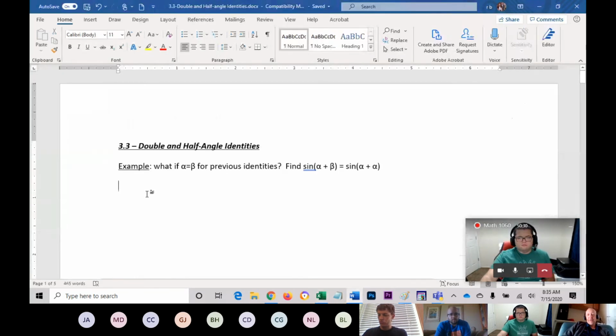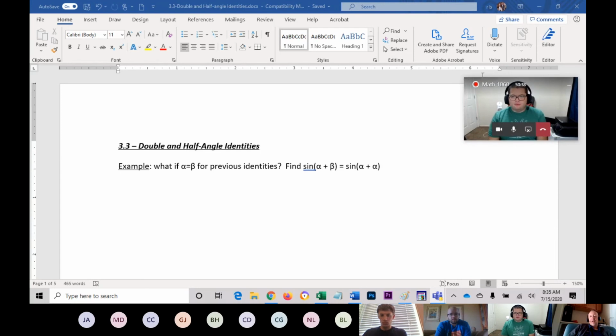Texas, since we missed you last time, plus you're still on camera, can you help us expand this out? The sine of alpha plus alpha would be the sine of alpha times the cosine of alpha plus cosine of alpha sine of alpha.